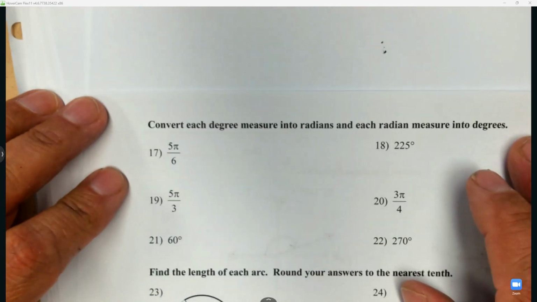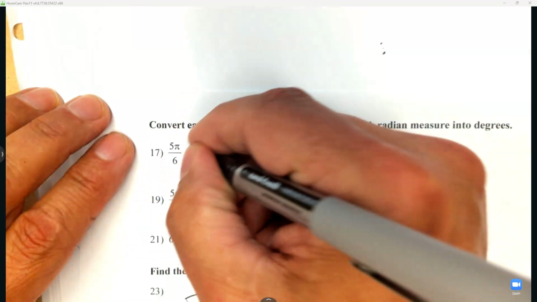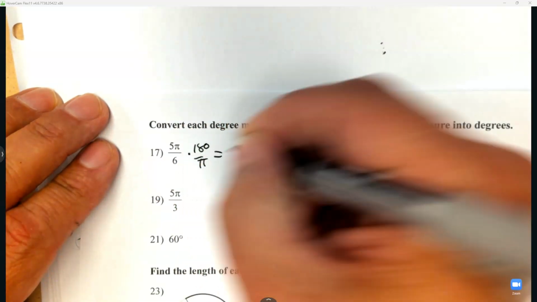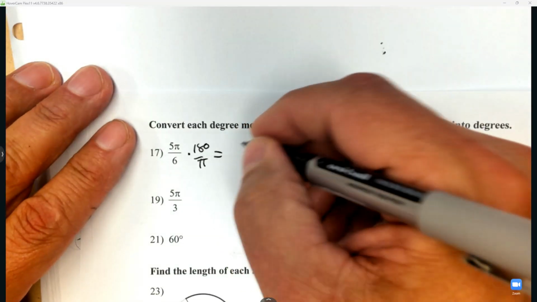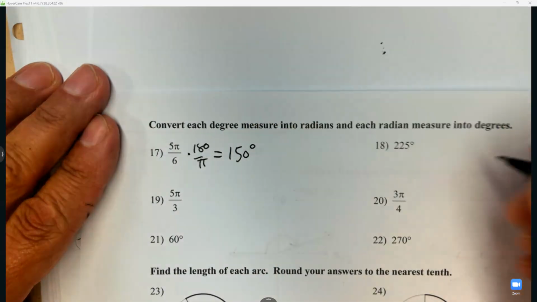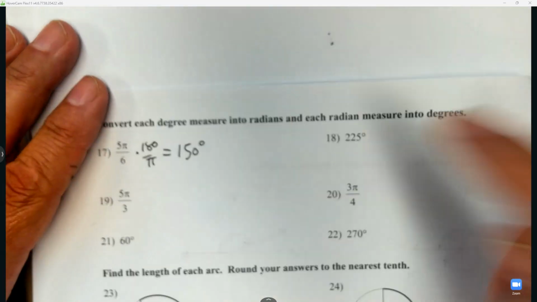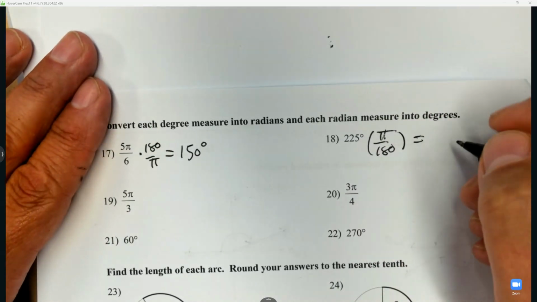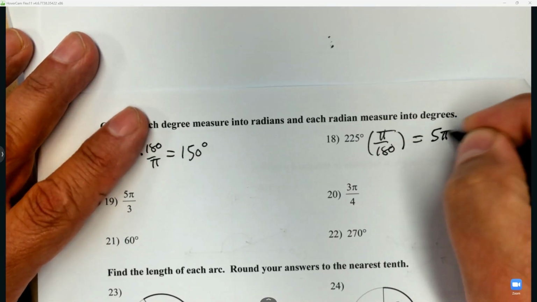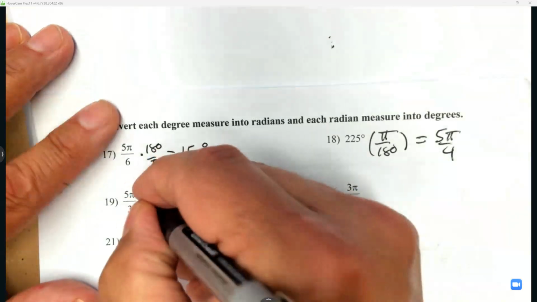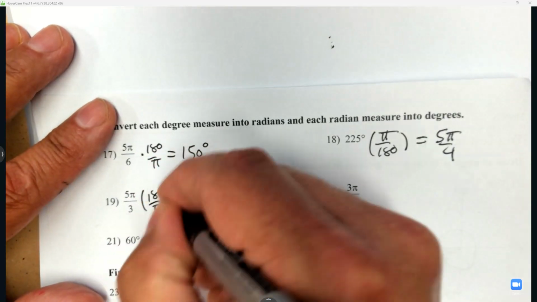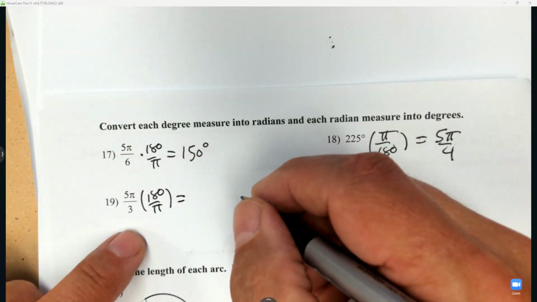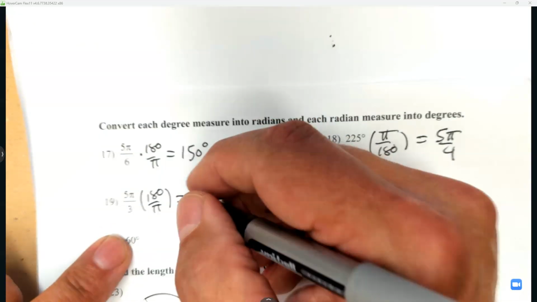Convert into radians. We just did this, right? So to convert it, we're going to go 180 over pi and then use our calculator and multiply it out. It's 150. If it's in degrees, we multiply it by pi over 180, and then we can simplify it. This simplifies to 5 pi over 4. Again, we're going to multiply by either 180 over pi or pi over 180, meaning which way we're converting.